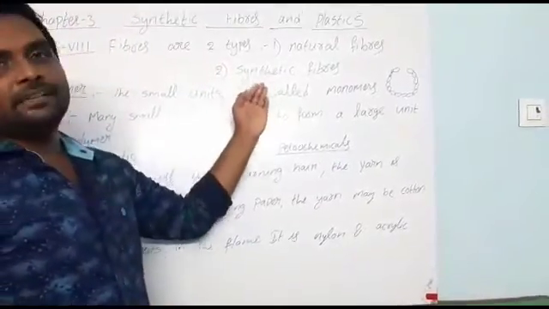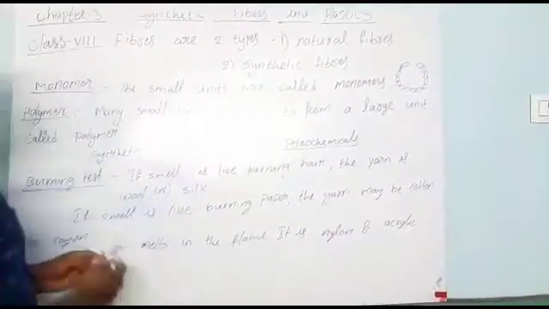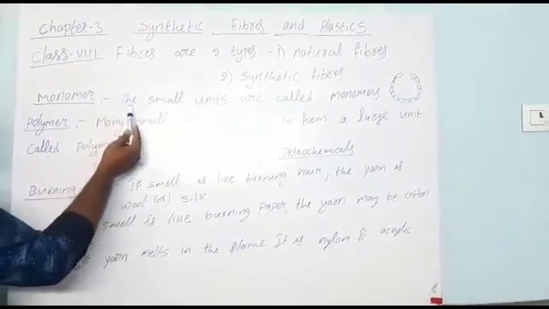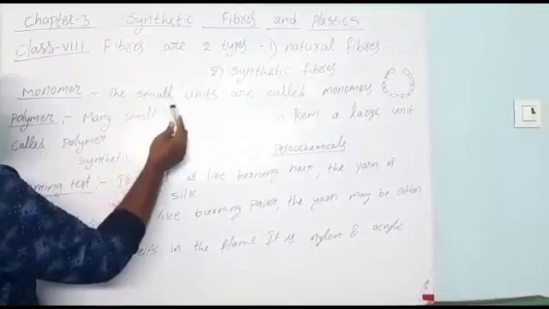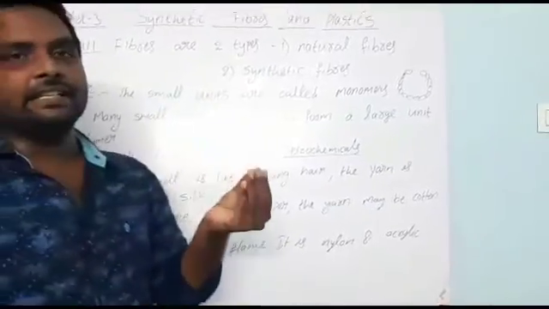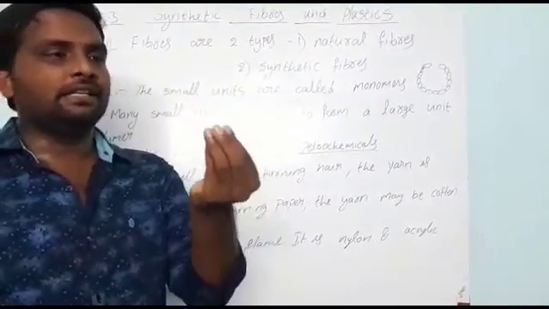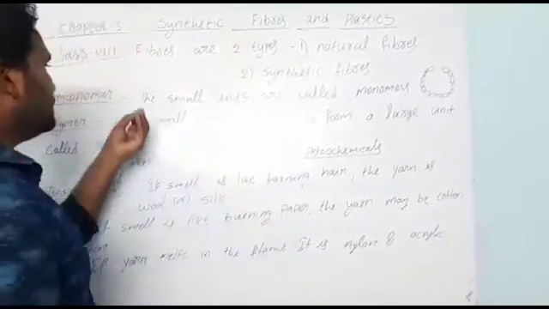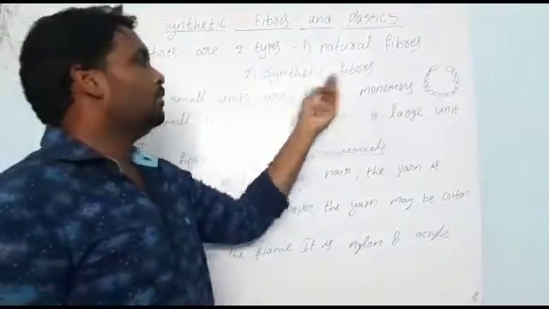Before knowing synthetic fibers, you have to know the monomer. What is a monomer? Monomer means the small units. The small units are called monomers. These small units contain chemicals. Each unit contains some chemical substances. So the small units are called monomers.